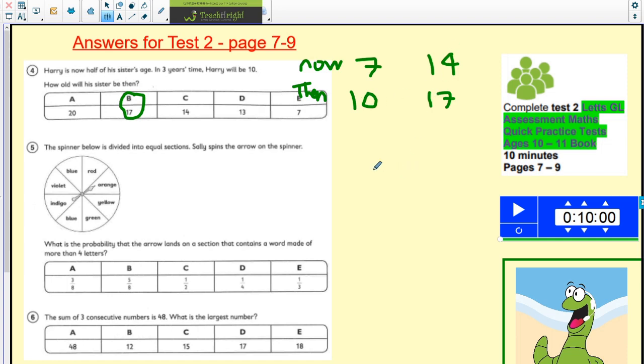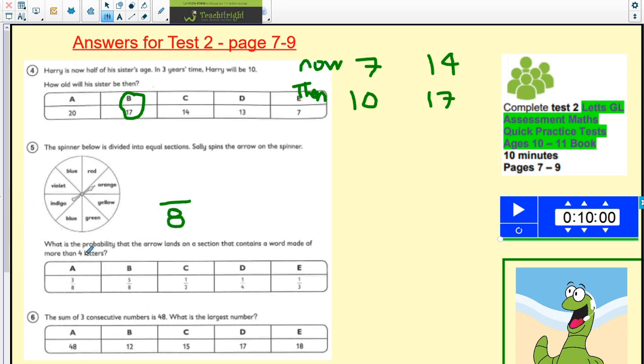The spinner below is divided into equal sections. She spins the arrow on the spinner. What is the probability that it lands on a section with a word made of more than 4 letters? Well, first off, there's 1, 2, 3, 4, 5, 6, 7, 8. So whatever it is, it's out of 8.